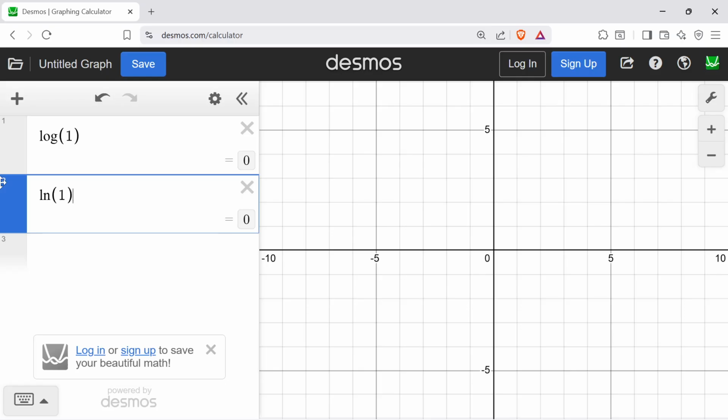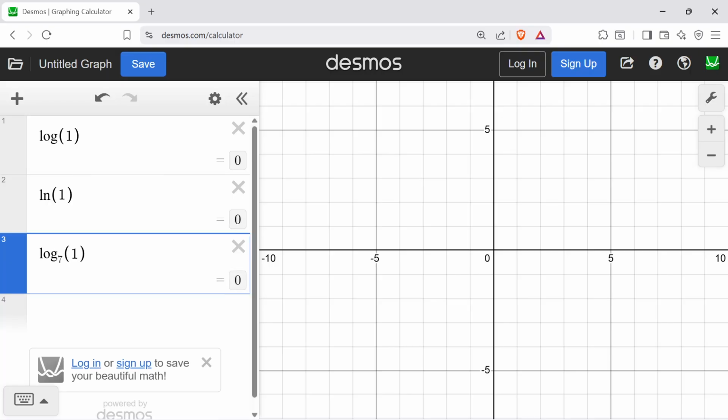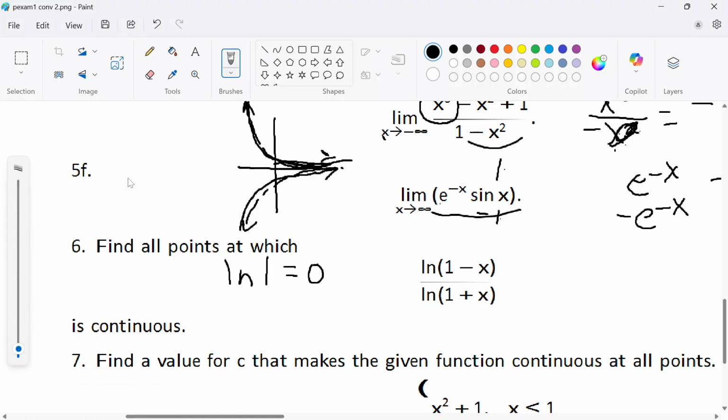Log base 7 of 1 is 0. I'll do that one. Watch this. So log of anything is equal to 0. Log base anything of 1 equals 0. So that's one thing to know here.